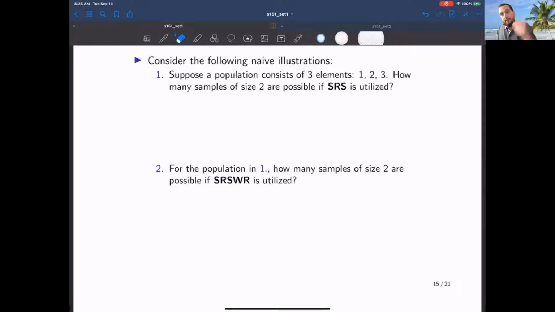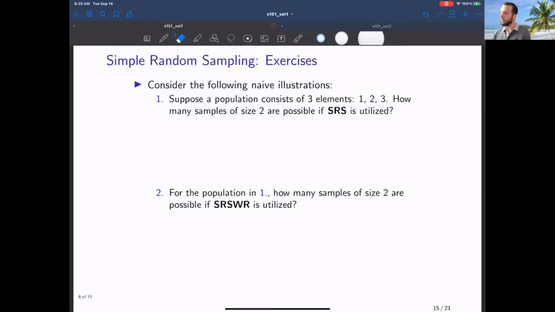Now let's drastically reduce that. Let's say that our population only has 3 people in it, or 3 observations. So that's what is being indicated here. This is going to be observation 1. This is going to be observation 2. And this is going to be observation 3. So we have 3 people in the population. It's a very small population.